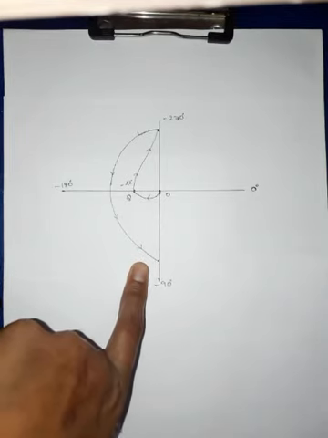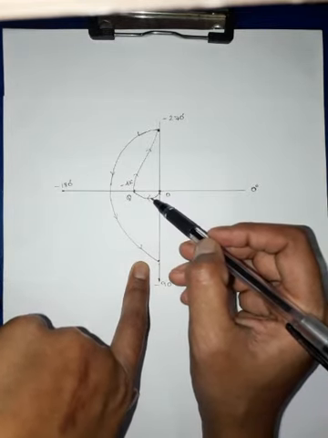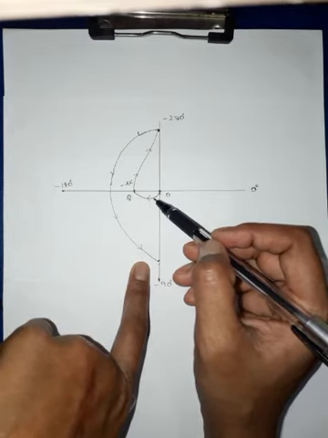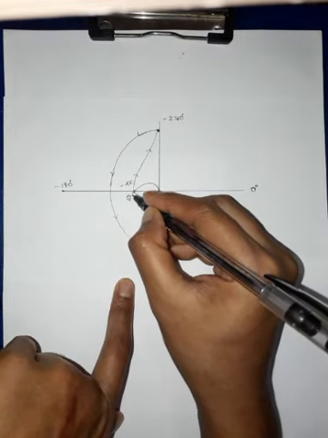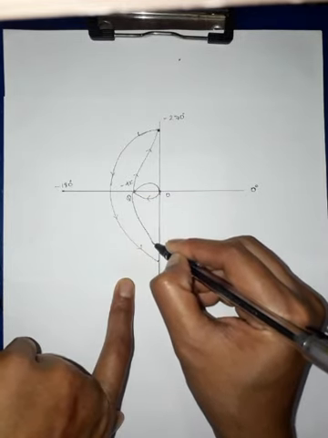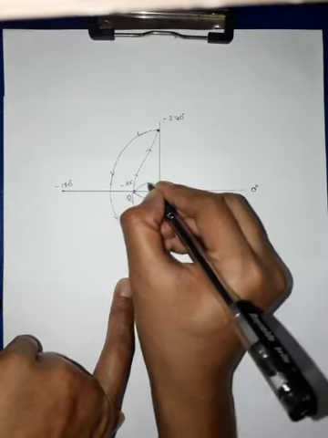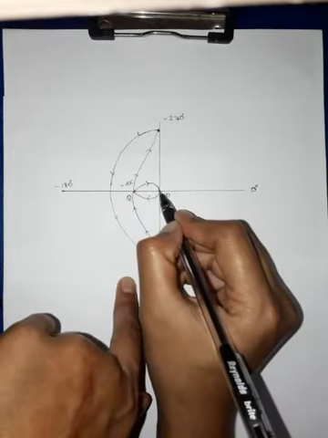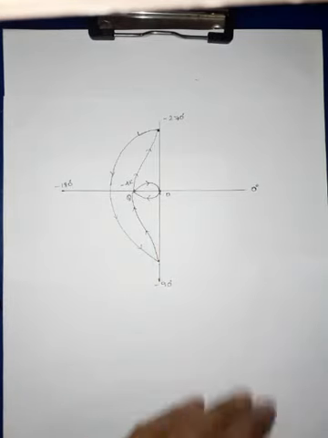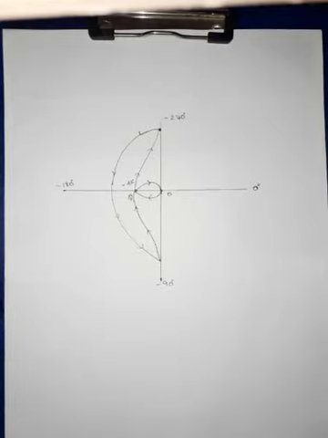As I told you, section 3 is the mirror image of section 1. So whatever plot we got for section 1, the same thing we are going to get for section 3. I am going to plot that one. See, this is the mirror image of section 1, and section 4 is the origin. So this is the Nyquist plot for the given problem.